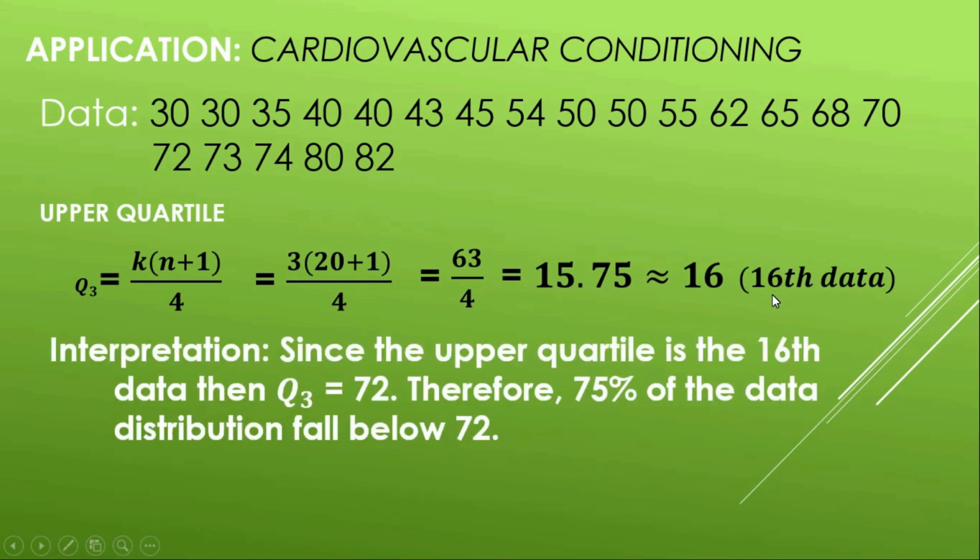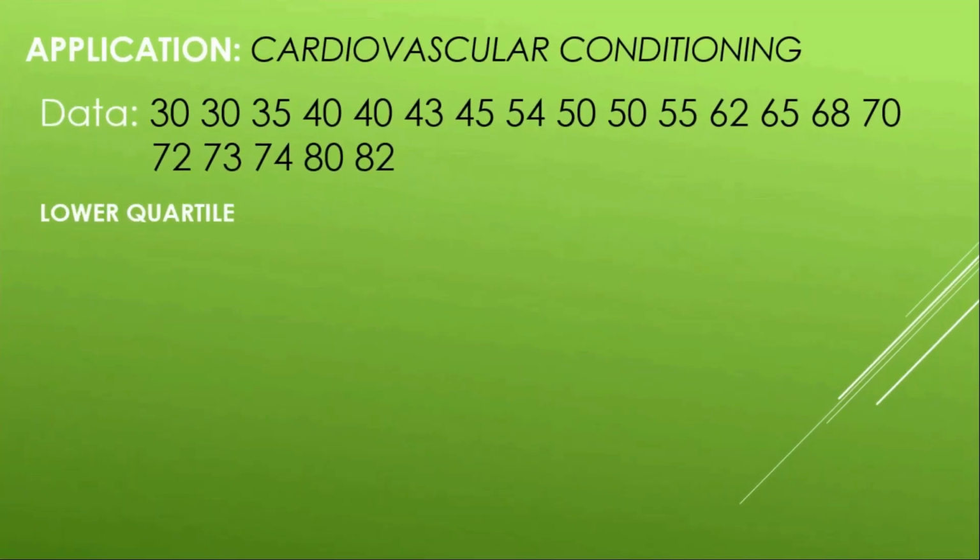For step 3, determine the value of the 16th data. Since the upper quartile is the 16th data, then Q sub 3, or the third quartile, is 72. Therefore, 75% of the data distribution fall below 72. Okay, next. Let's solve for the lower quartile.